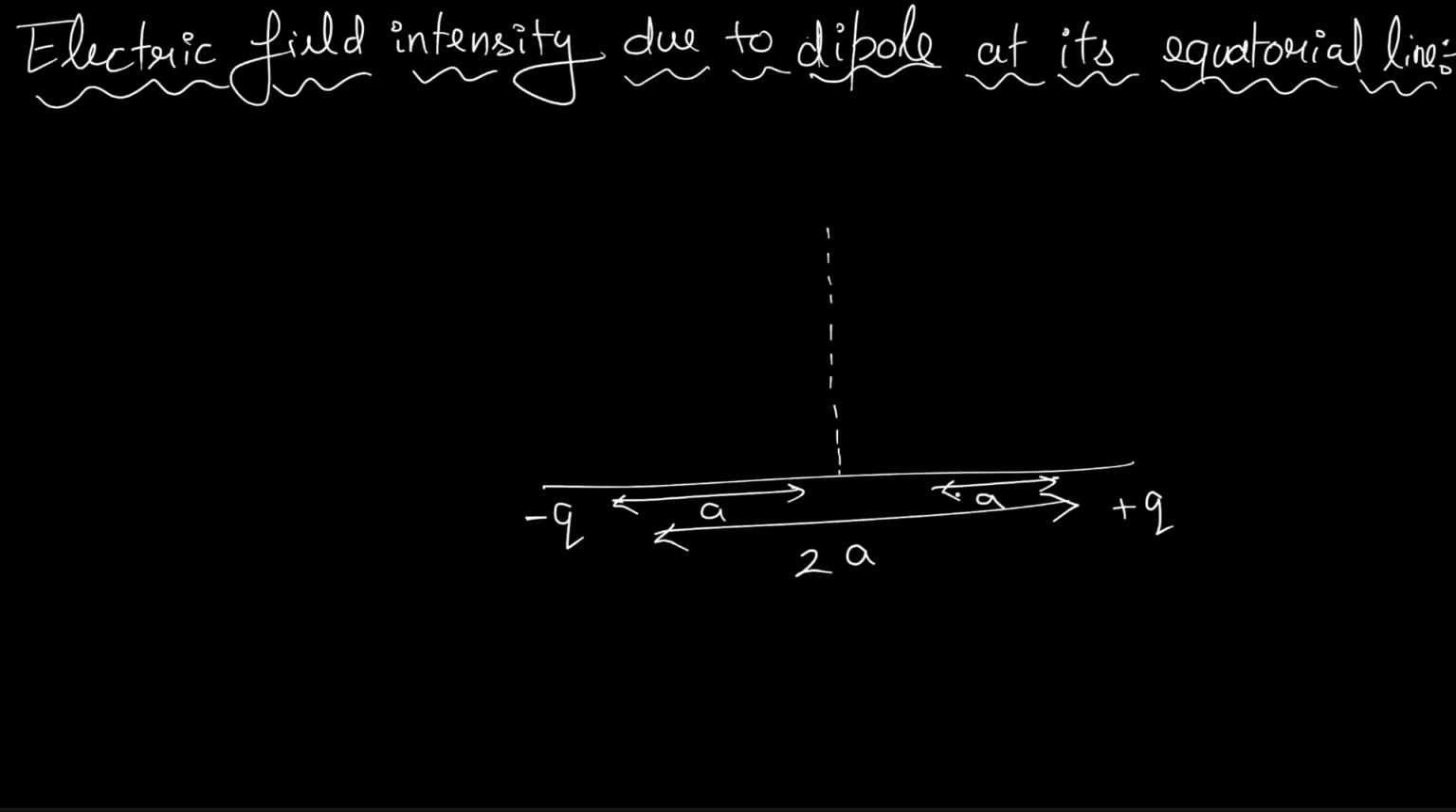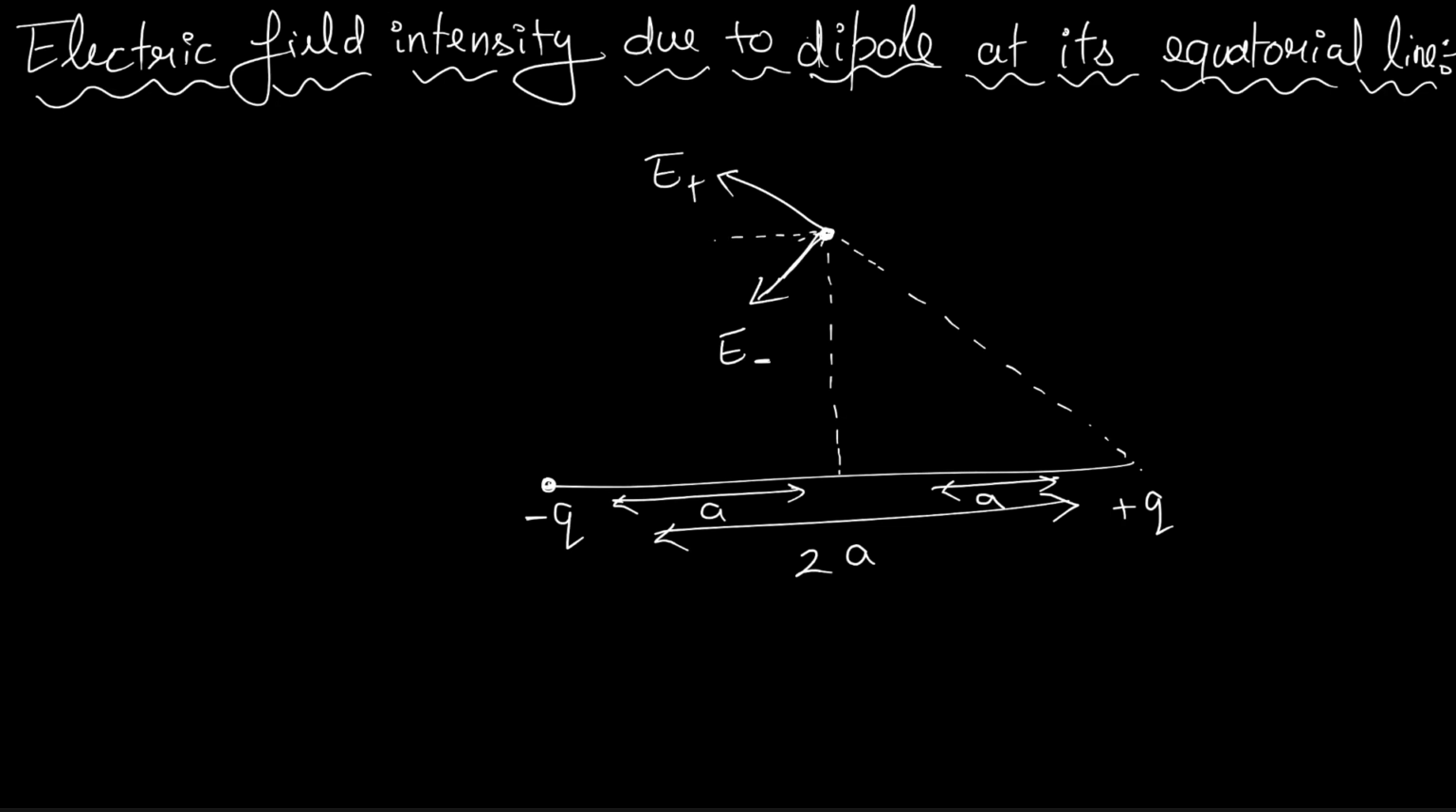Let's suppose I want to find out the electric field at this point. Due to this negative charge, the electric field direction is in this direction, I name it E negative, and due to the positive charge, the electric field direction is along the line joining them, outward, because due to the positive charge it is outward, E positive, and then the resultant looks like this.